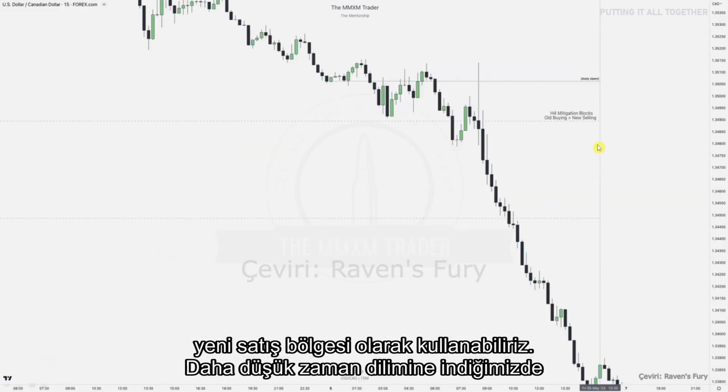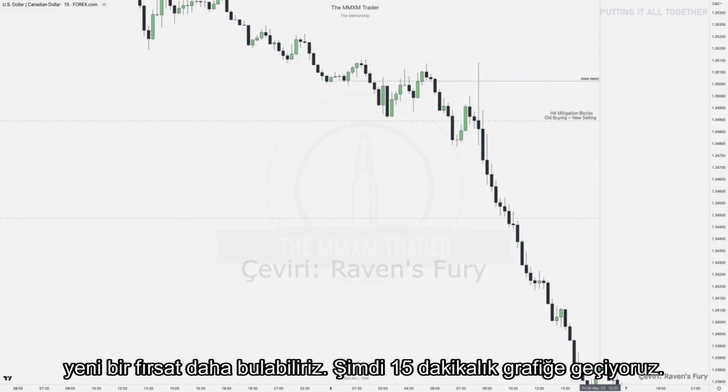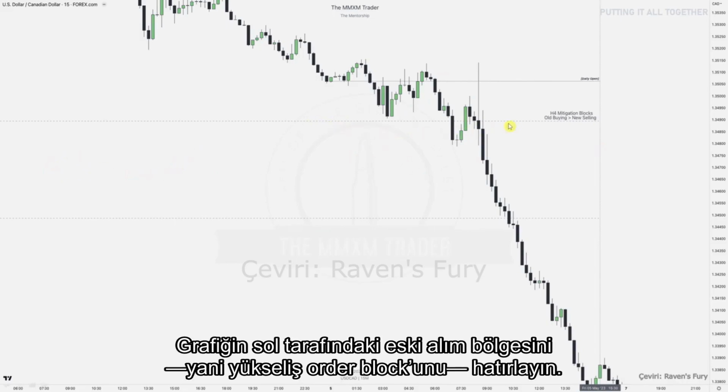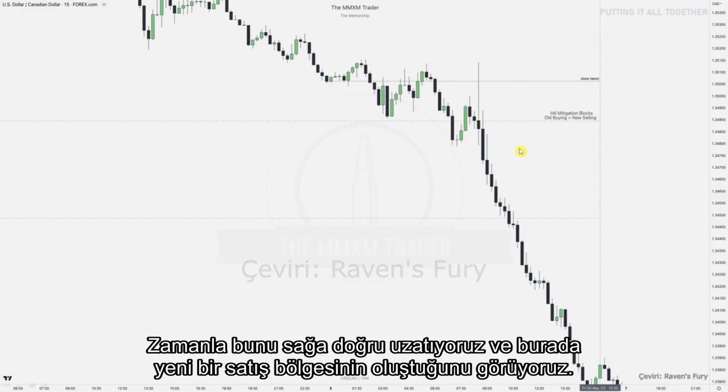So now we're going to a 15-minute chart, right? And remember that old area of buying, that bullish order block to the left of our chart. We outlined that in time to the right, and over here, we can see a new area of selling occur. Now, what do we wait for?